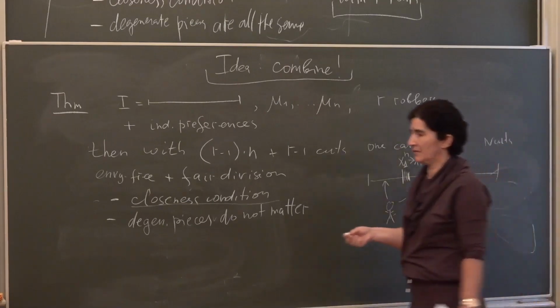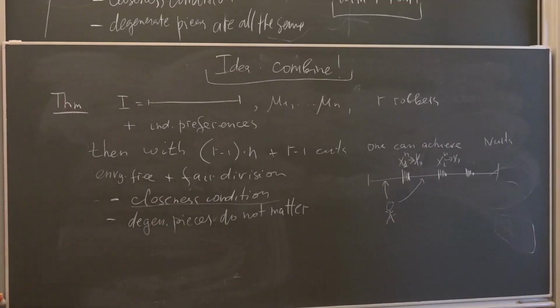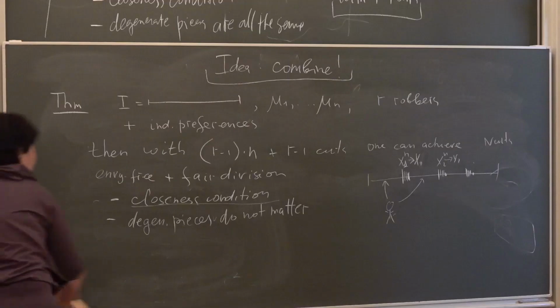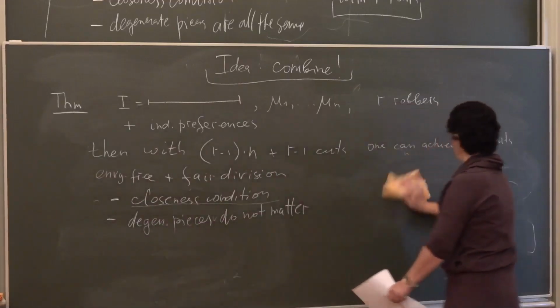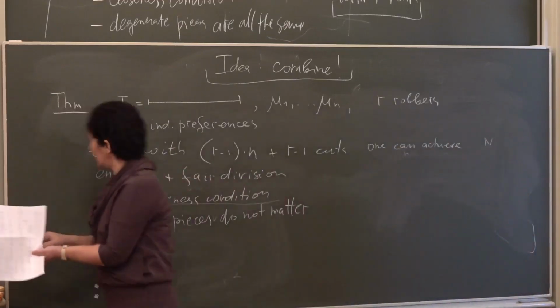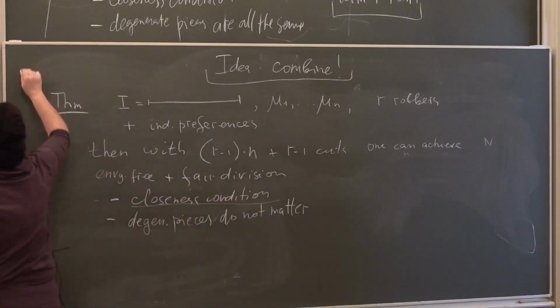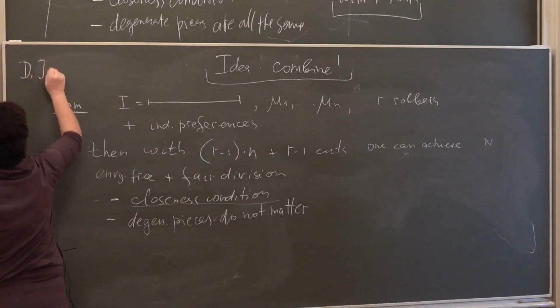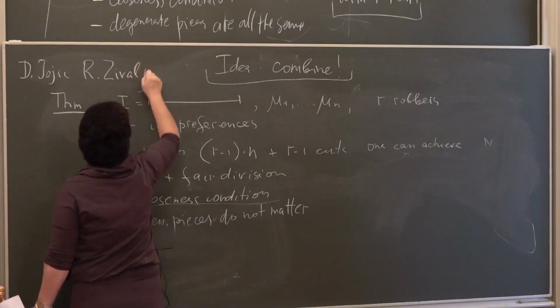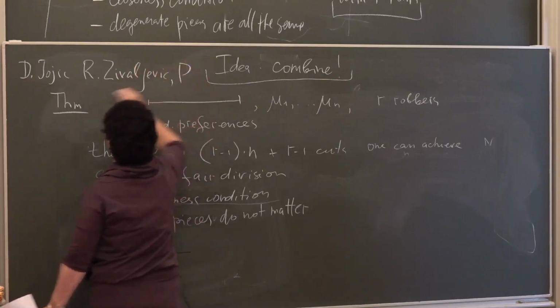In other words, preferences can be expressed in terms of subsets of the space of cuts, and these sets should be closed. But naively, you can imagine it like this. This is the formulation of the theorem. And let me just write the names of my co-authors: Dushko Joich and Prada Zhivalevich. And myself.